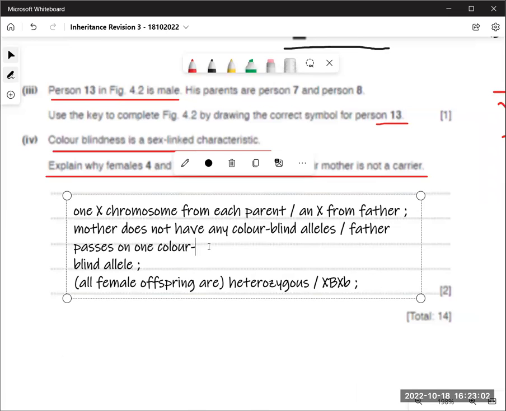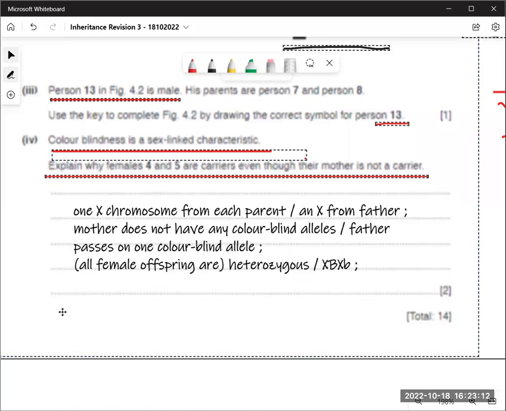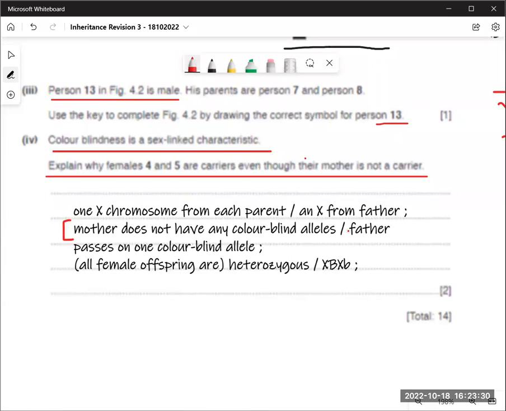One X chromosome from each parent. X from father. Mother does not have any. Alright. Now, next, read the next one. Lula, hurry up. Mother does not have any colorblind alleles. Father passes on one colorblind allele. All female offspring are heterozygous, X capital B and X small b.